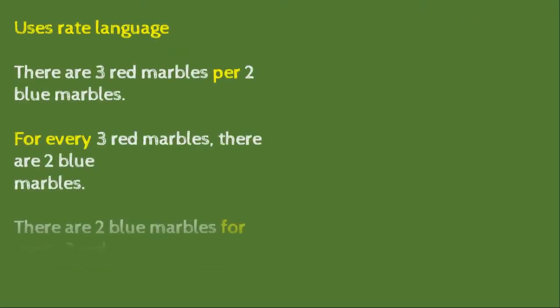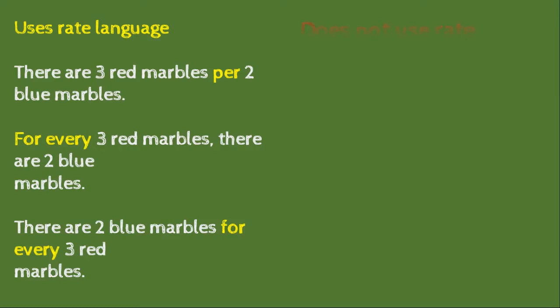Finally, we need to figure out all the rate language that we have used. Our first example, there are 3 red marbles per 2 blue marbles. The keyword here being per, the 2 specific numbers, which are 3 and 2, which uses rate language. For every 3 red marbles, there are 2 blue marbles. Again, for every is our keyword that uses rate language. 3 marbles and 2 marbles are the specific numbers and parts in a whole that we are comparing. And finally, there are 2 blue marbles for every 3 marbles. And again, we use for every in the use of rate language.